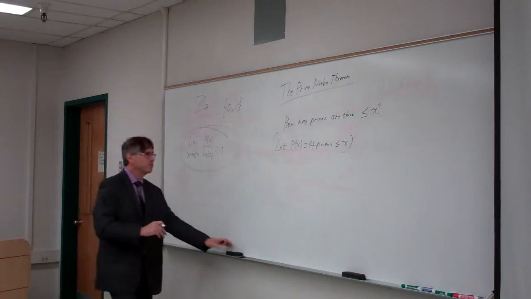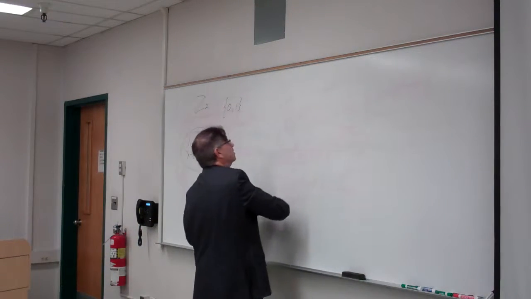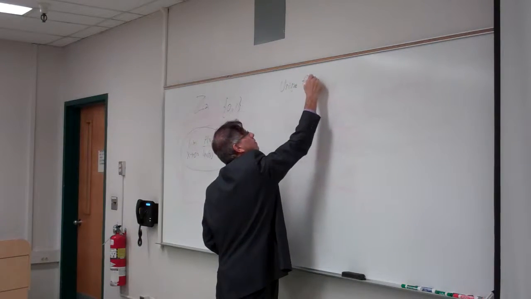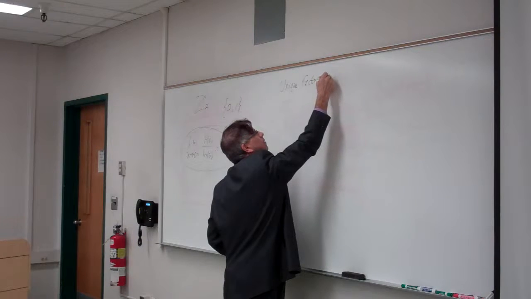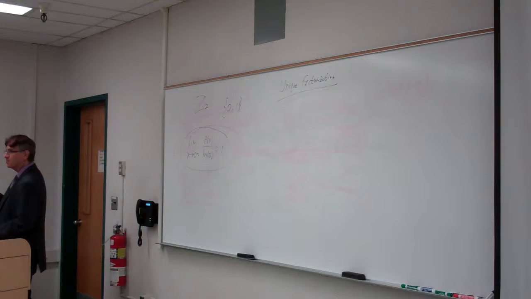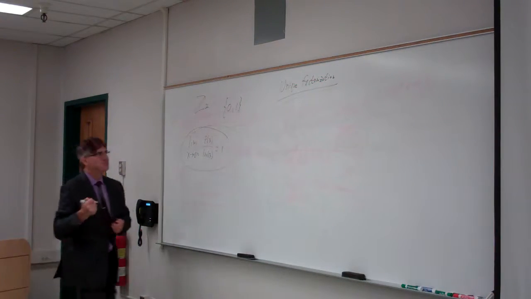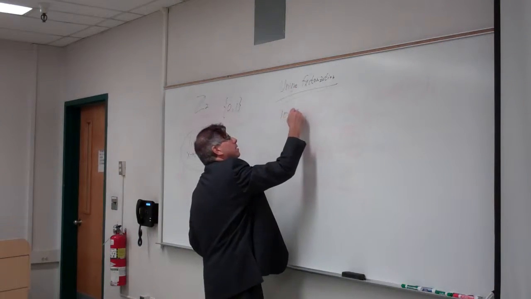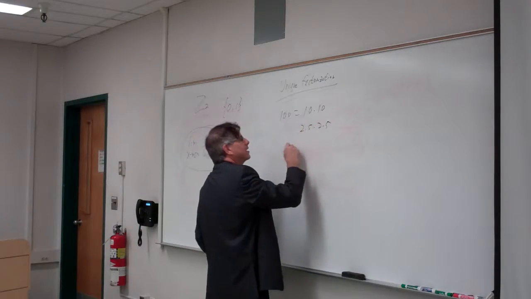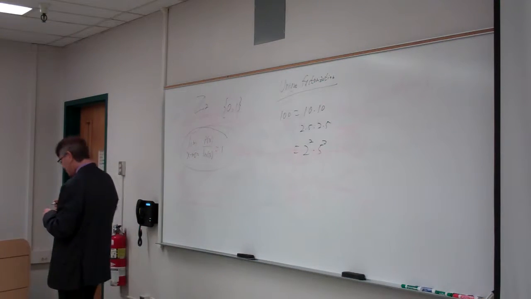All right, I'll leave you with one more thing to think about, and we'll continue with this tomorrow. This is unique factorization. If I pick a number that is not prime, I can write it as a product of primes. For example, 100 equals 10 times 10. 10 is equal to 2 times 5. I can write this as 2 squared times 5 squared. 2 and 5 are both prime.